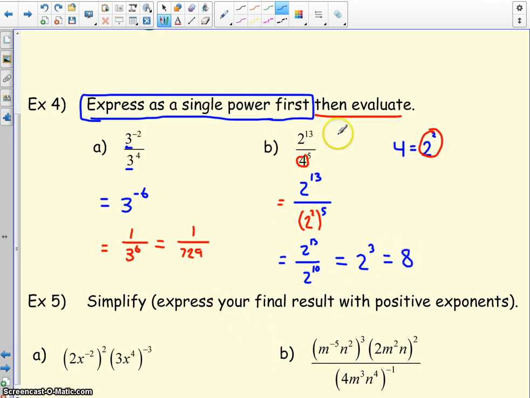Okay, so don't necessarily assume that you can't simplify just because the bases are different. Check to see if the powers can be written with a different base. If you can put them into a common base, then you can use some of the rules that we've seen back through grade 9.